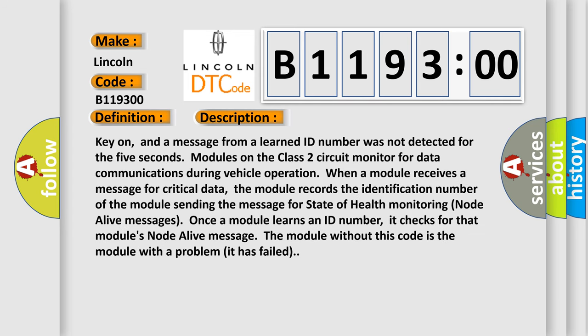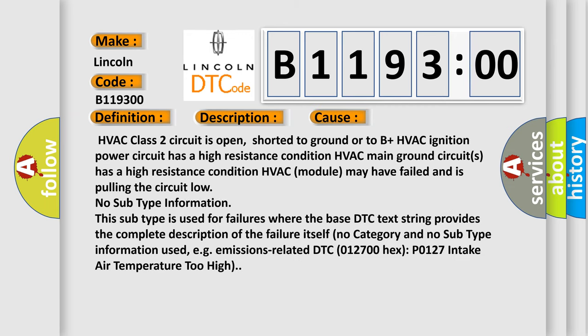Key on, and a message from a learned ID number was not detected for 5 seconds by modules on the Class 2 circuit monitoring data communications during vehicle operation. When a module receives a message for critical data, the module records the identification number of the module sending the message for state of health monitoring node alive messages. Once a module learns an ID number, it checks for that module's node alive message. The module without this message is the module with a problem. It has failed.